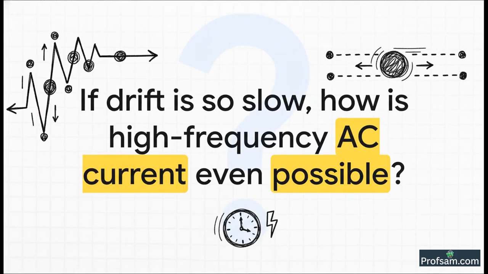And I'll leave you with a final thought to ponder over. We have established that the drift of electrons is incredibly slow. So here's a question. How is high-frequency AC, or alternating current, even possible? You know, in AC, the electrons have to move back and forth, sometimes 50 times every second. How can they possibly do that if their net movement is slower than a snail? Think about it, and we will explore this puzzle in our upcoming explainers.